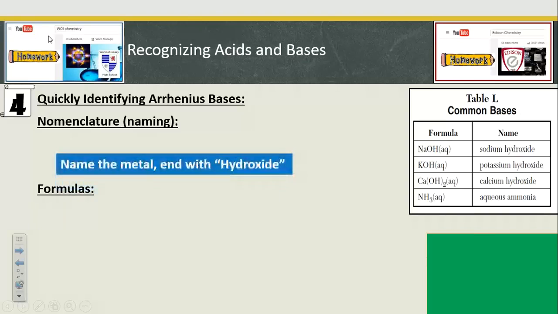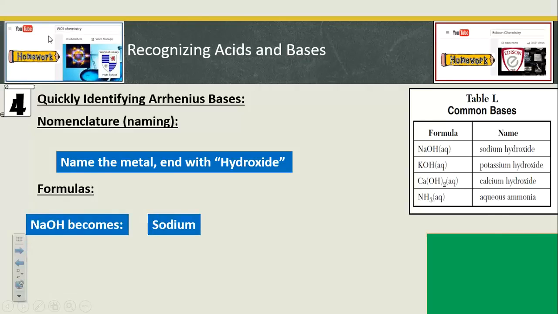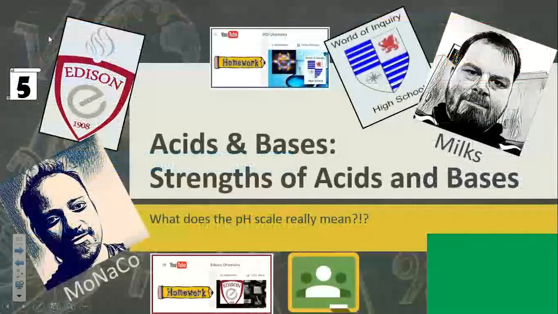For bases, we name the metal first, and we end it in hydroxide. So sodium hydroxide would be sodium followed by an OH ion. There we go, we've got the breakdown: sodium for Na, hydroxide for OH, sodium hydroxide. That's it, we're done there. So that's the end of the lesson.